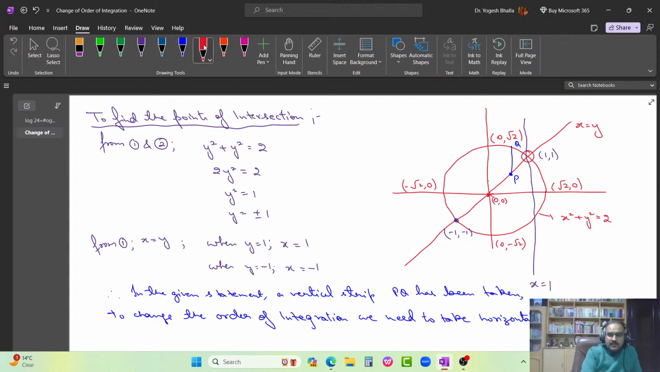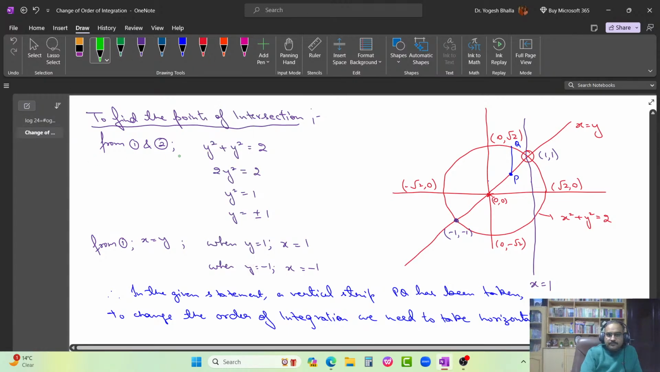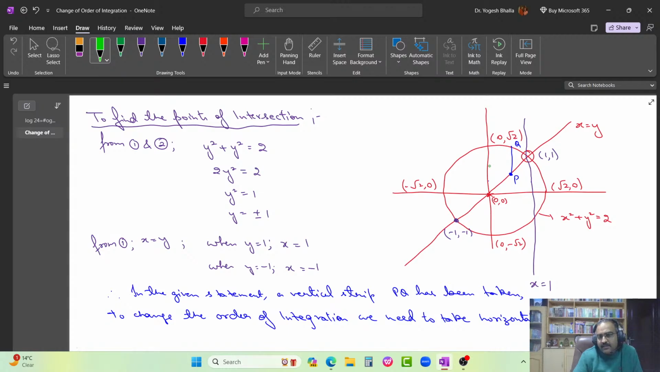Okay. So in this region, if I take a strip like this one, it is only touching the line, but it is not touching the circle. And if I take a strip like this one, it is touching the circle, not the line. But we cannot take any strip at the point of intersection. So keep this in mind. We can never take any strip at the point of intersection.